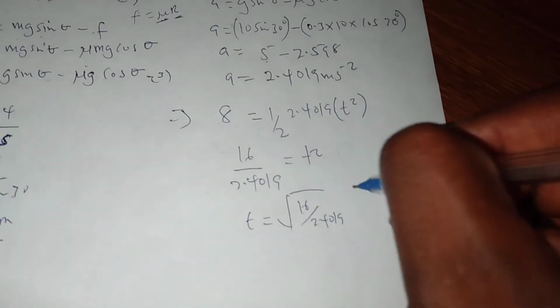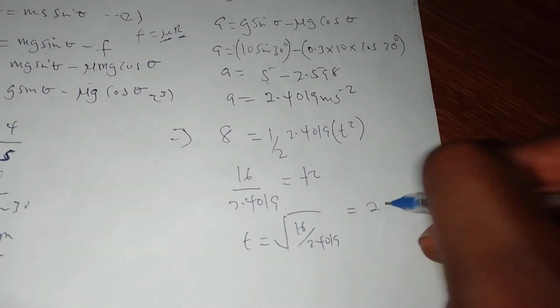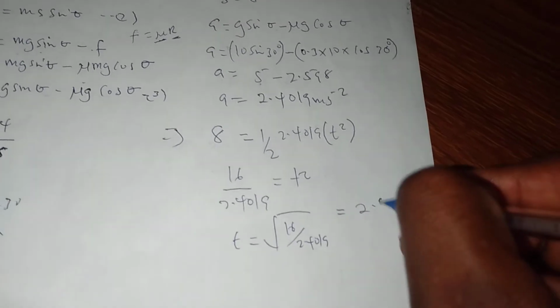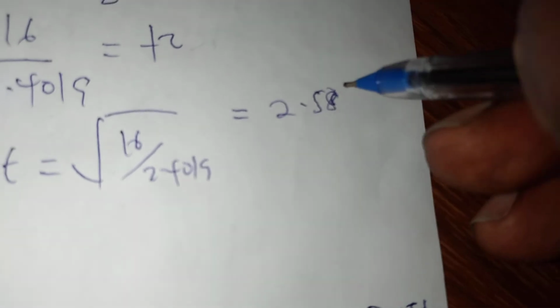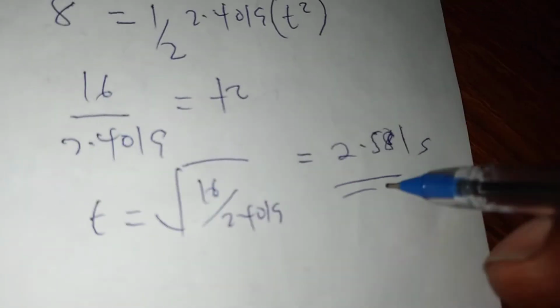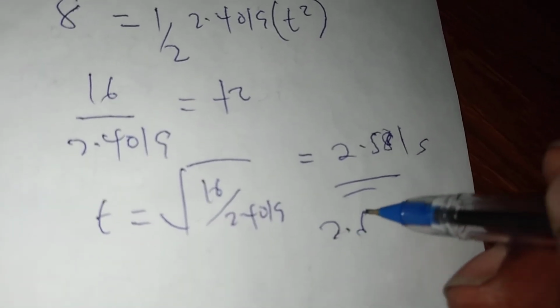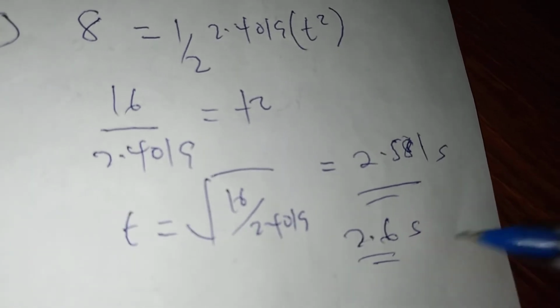So finally, you arrive at t is equal to 2.58. You get t is equal to 2.581 seconds or 2.6 seconds. So this is what you will be getting for your t.